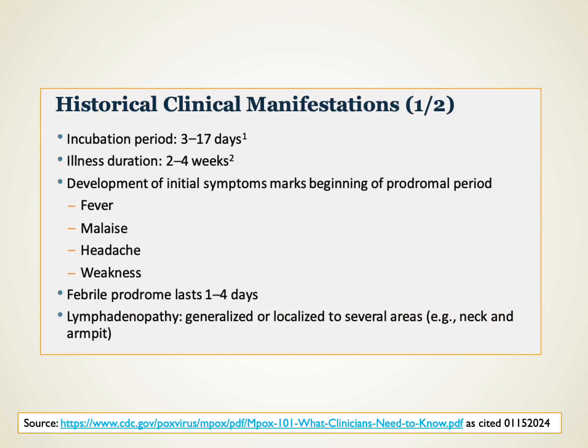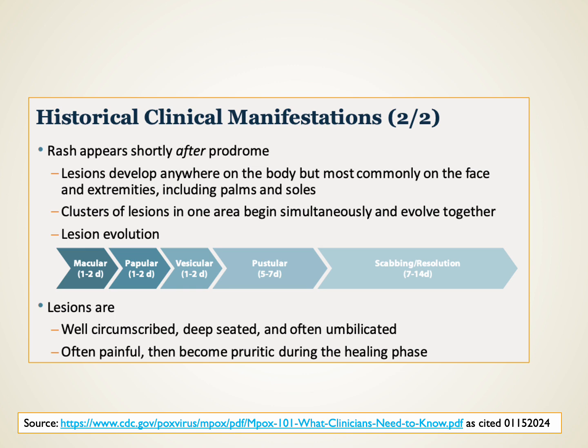The manifestation periods: incubation period is 3 to 17 days. The duration is 2 to 4 weeks. You can often have a fever, malaise, headache, and weakness. You can have lymphadenopathy seen. And then you end up often with these lesions. They typically appear shortly after the prodrome. There's a macular, then a papular, vesicular lesion, a pustular lesion, then ultimately a scabbing over.